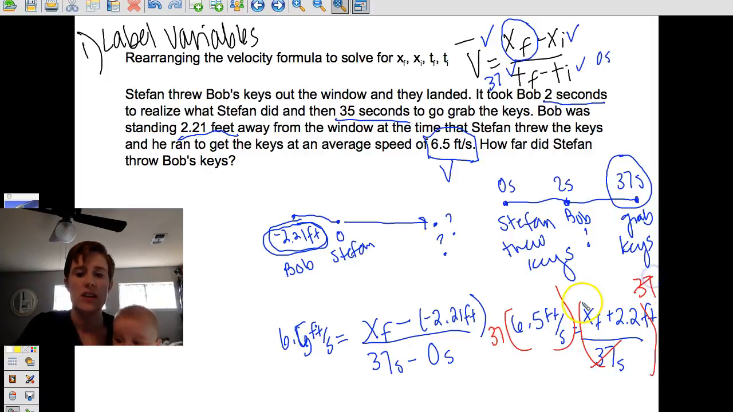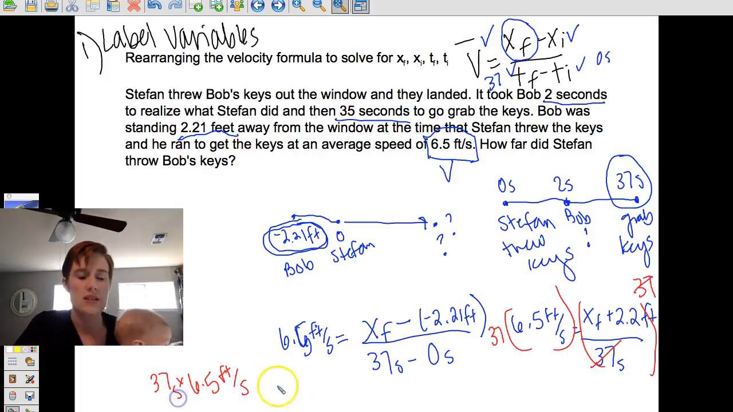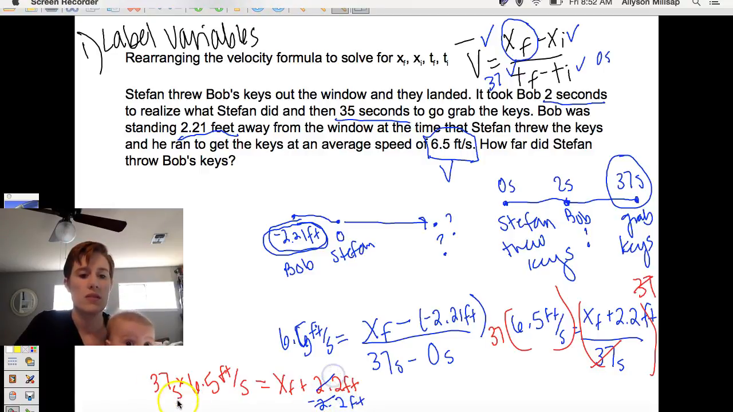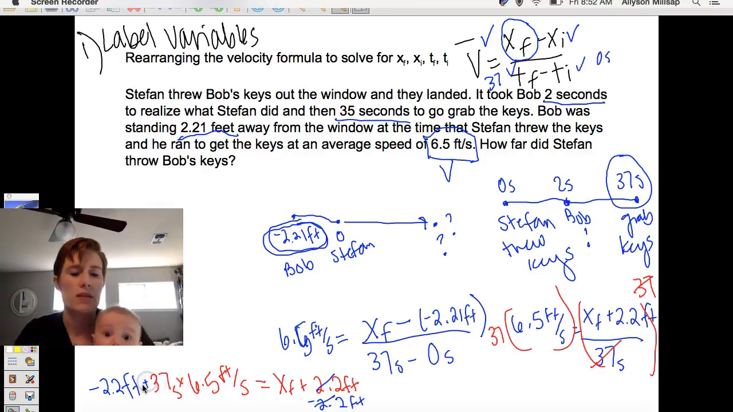37's gone. So let me rewrite it. This is us: 37 times 6.5 feet per second. This was 37 seconds. You've got to keep those units. Equals x of f plus 2.2 feet. How do I find x of f? Well, I'm going to move my 2.2 feet to the other side. Okay, now all I have to do is solve for my answer.